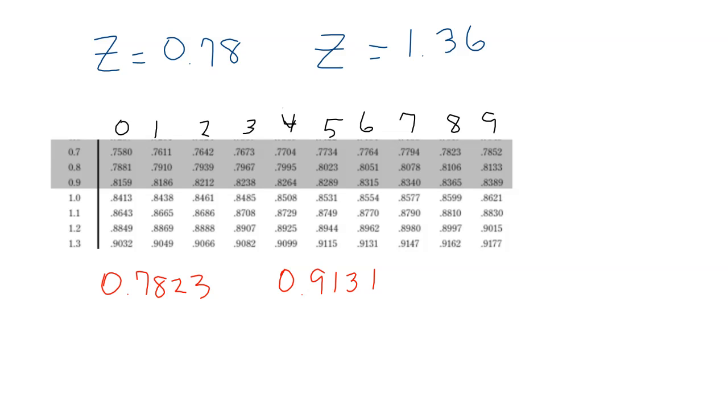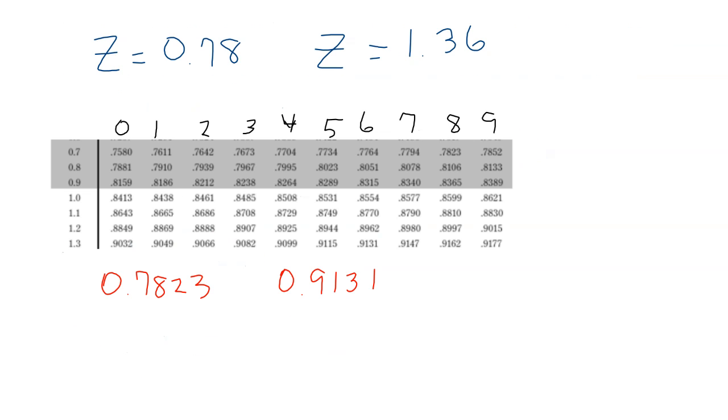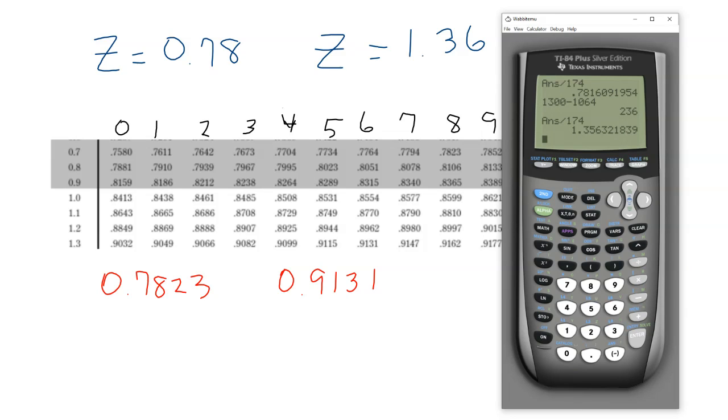And what do we do now? We want to find that area that's between those two. So this is the big area, and then this is the smaller area. If we subtract, we'll get the area in between. So all we're going to do now is just subtract those two areas, again using your graphing calculator.